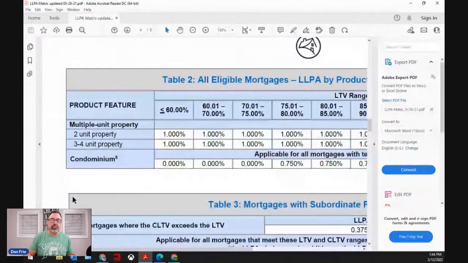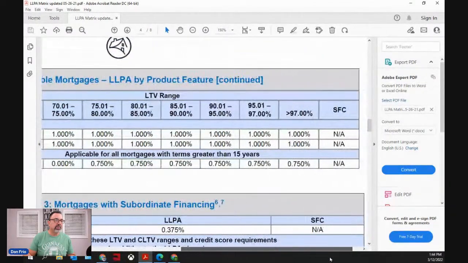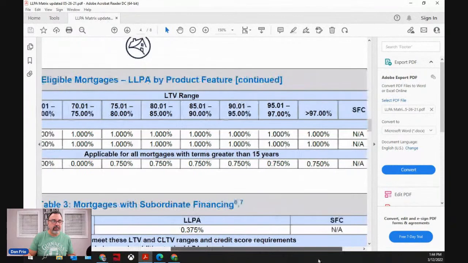Now, what kind of property is it? A multi-unit property? Oh boy, it has bumps also. 1% bump for a 2-unit, 1% bump for a 3-unit. Now, Freddie Mac has different bumps, but there's all the bumps according to that, right?